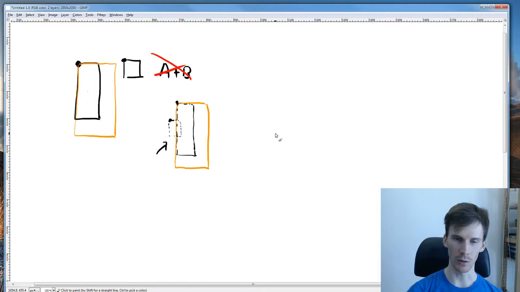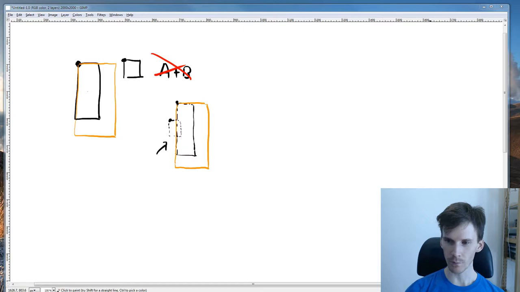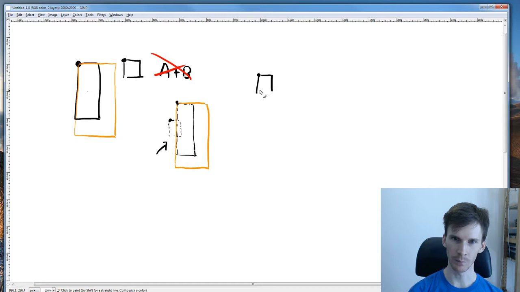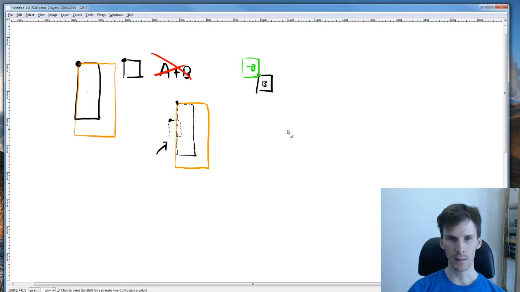So what we need to do is A plus the inverse of B, which looks like this. So this is B, then the inverse of B is this. Okay, so let's see what this means: you end up with a shape that looks like this.